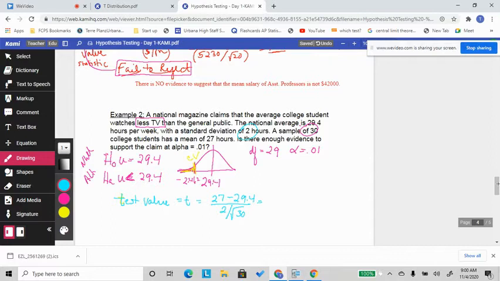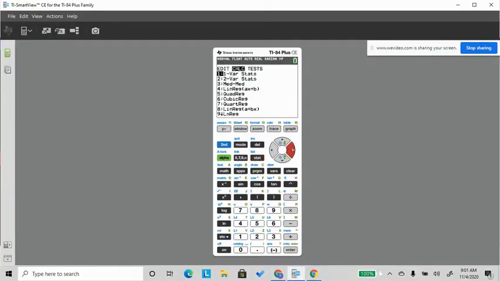All right, so we're going to put that in our calculator. We're going to do stat, test, t-test, and we type it in. The population was 29.4 hours. The sample for college students was 27. Standard deviation was 2. Sample size of 30. And this was a less than test. Look at your alternative hypothesis. You want to make it a less than. Just follow the sign from your alternative hypothesis. And then calculate. And we get, wow, negative 6.57.